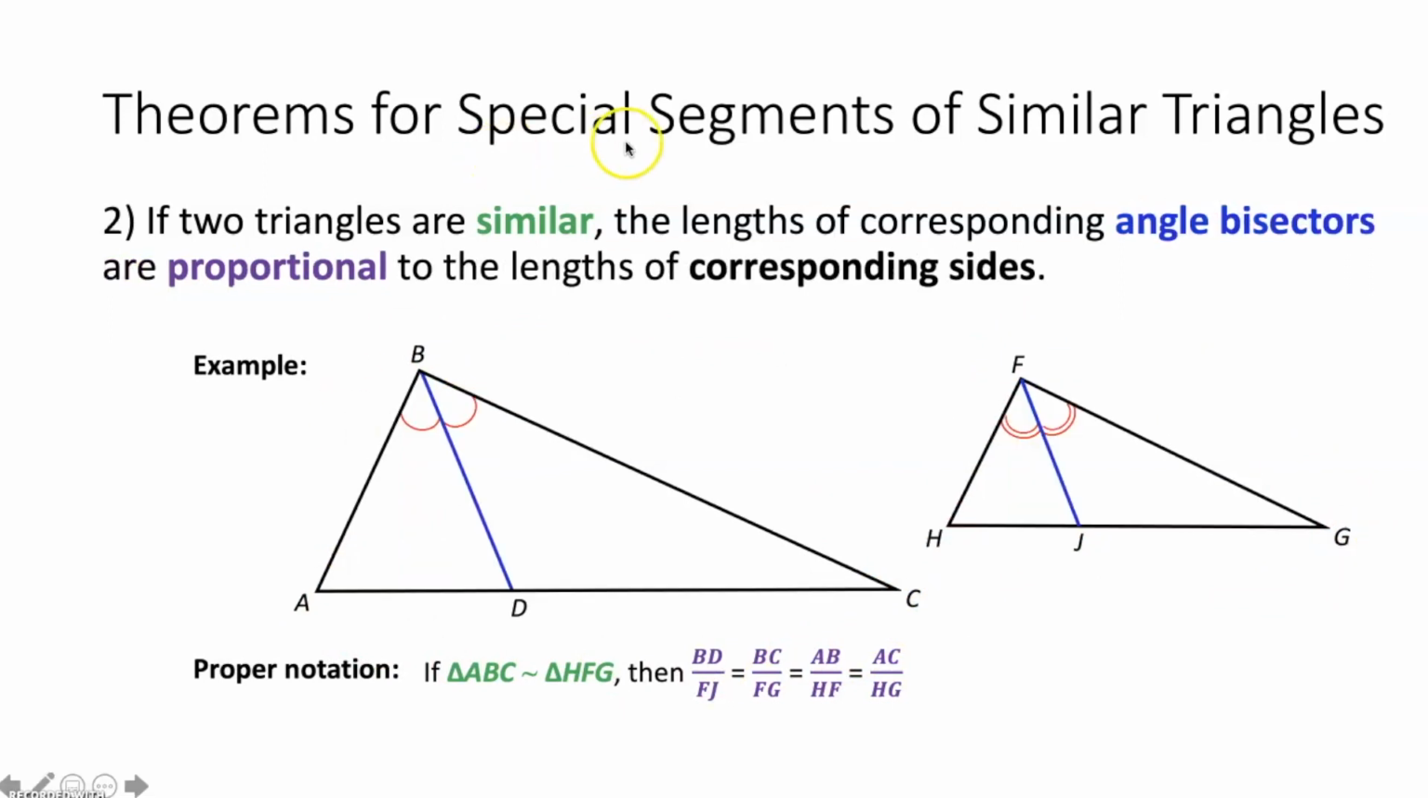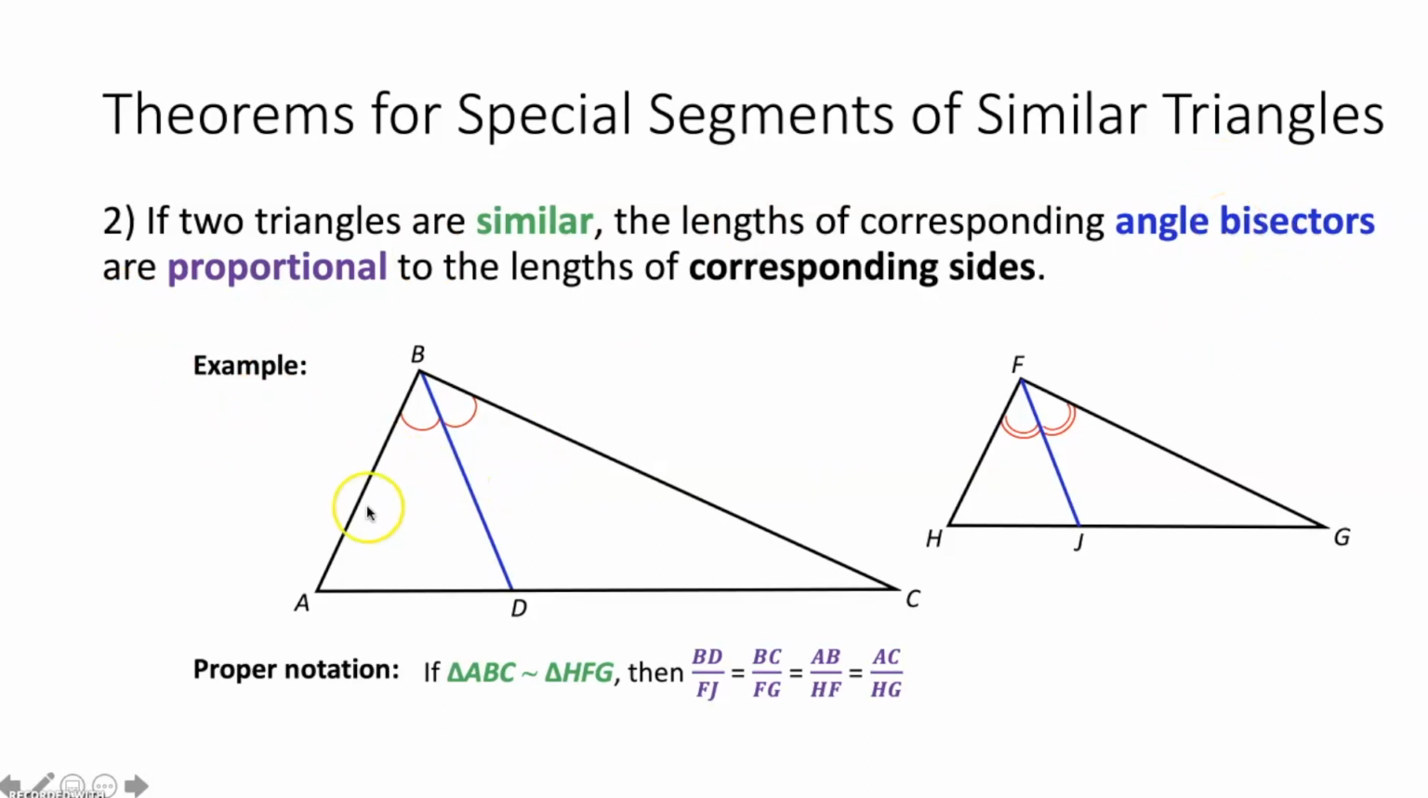Now, the second theorem for special segments in similar triangles says if two triangles are similar, the lengths of the corresponding angle bisectors are proportional to the lengths of the corresponding sides. So this is just saying the same thing we were just talking about in the first theorem, but this time it's with angle bisectors instead of altitudes.